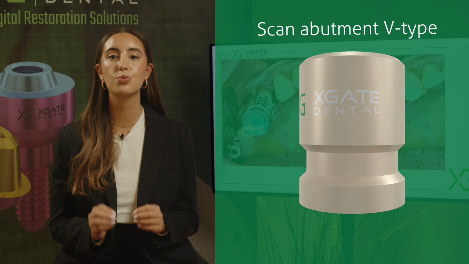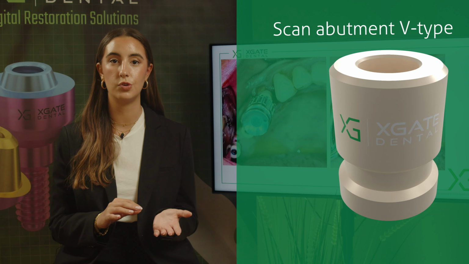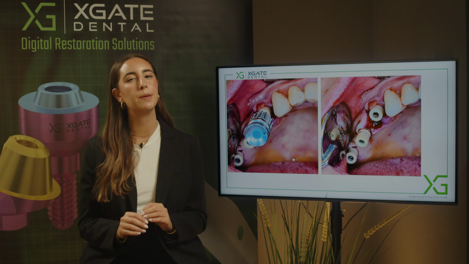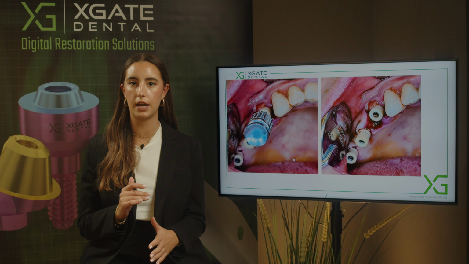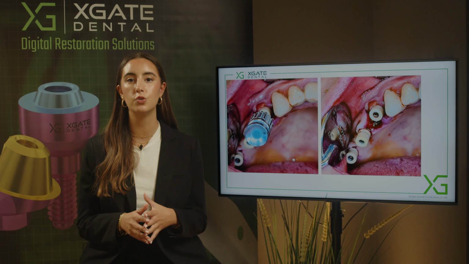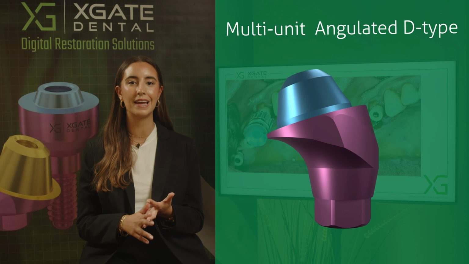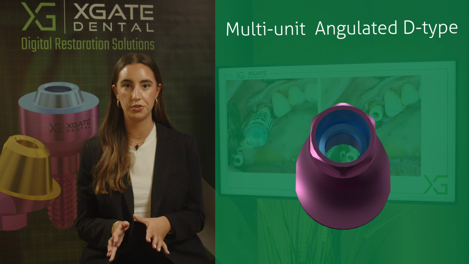Here we can see the socket of the extracted tooth, and we have the implant approximately next to this socket. You can see here three multi-unit scan abutments. Three of them are V-type multi-units. The three implants are quite parallel. You can see that the screw channel goes a little bit to the buccal side, but in this case, right now, we don't want to use angulated multi-units because we don't know what the height of the gingiva will be after the healing process. So we'll use straight multi-units.